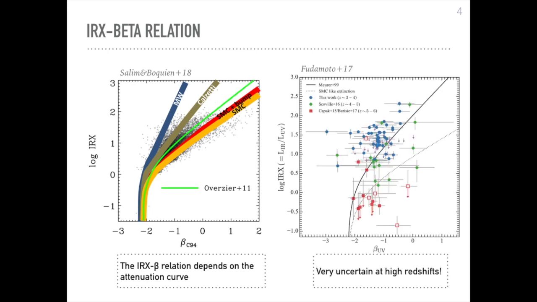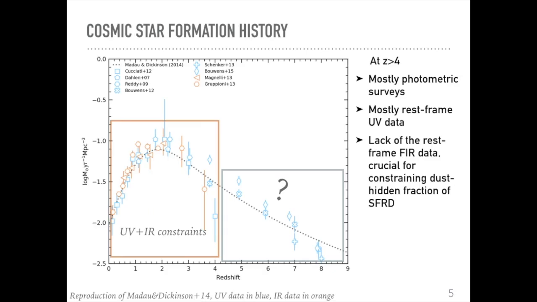We can see from many works that this relation evolves with redshift, and also at high redshift there is a larger scatter of this relation. So what can we do? Ideally, we would like to have rest frame far infrared data and good constraints on the infrared luminosity of galaxies, which is a crucial part of constraining the star formation rate density.